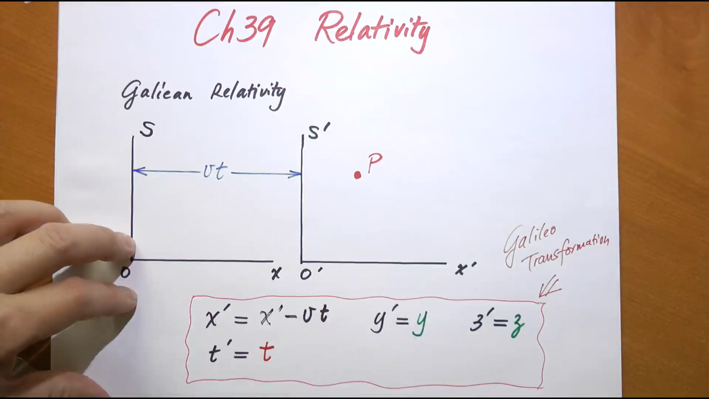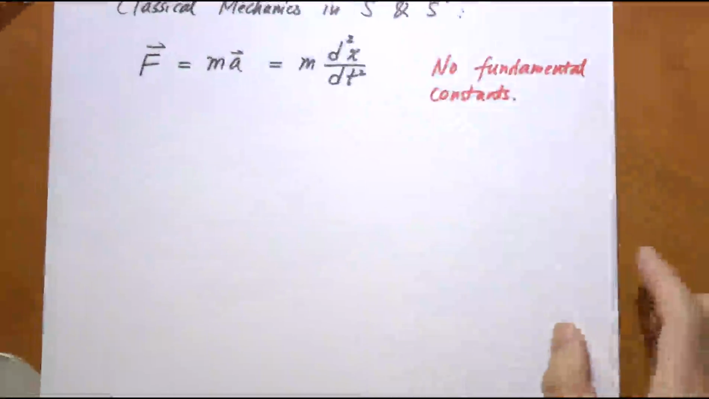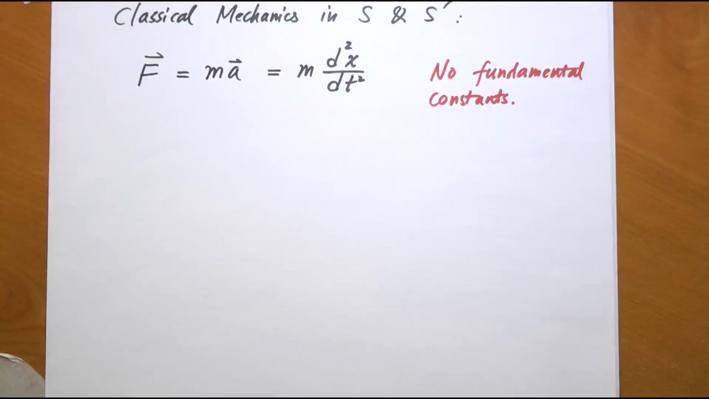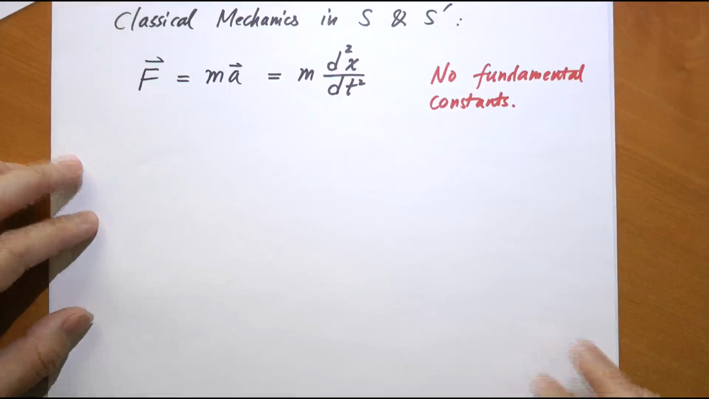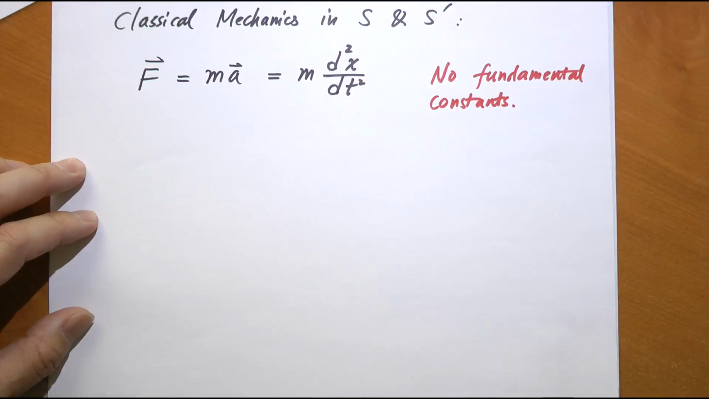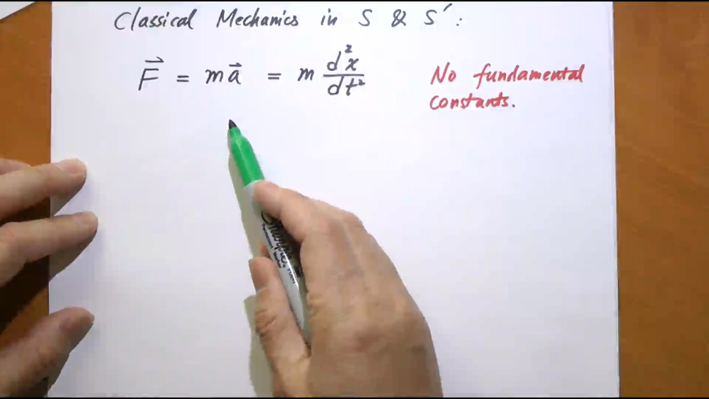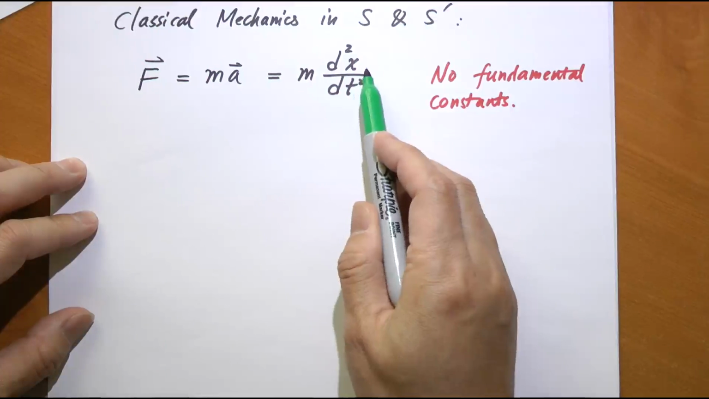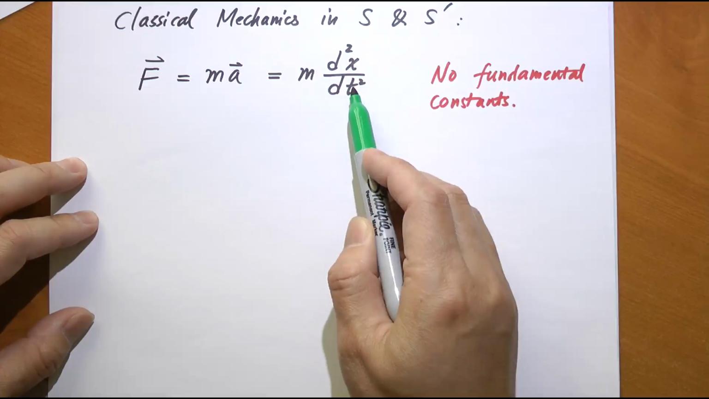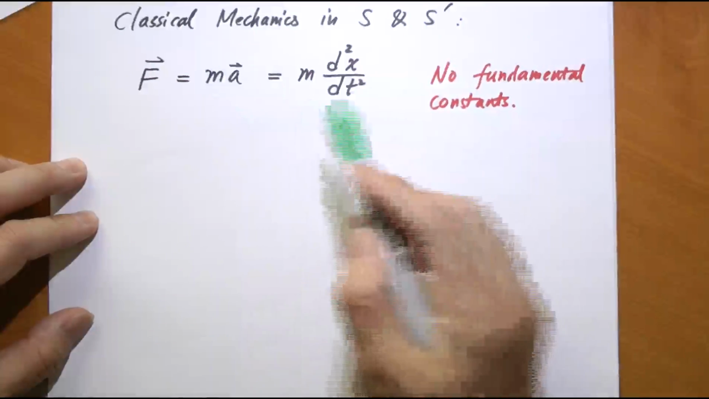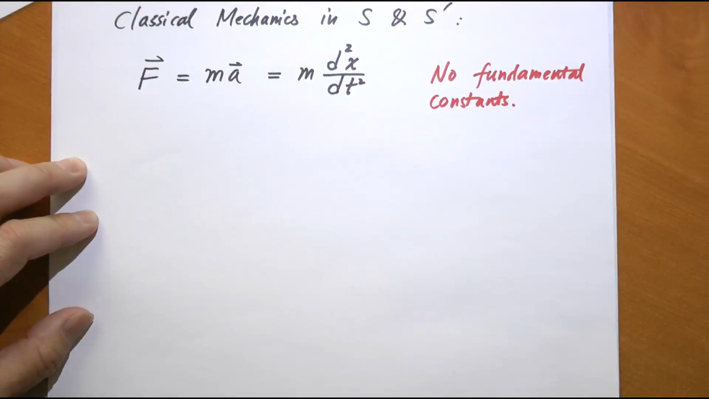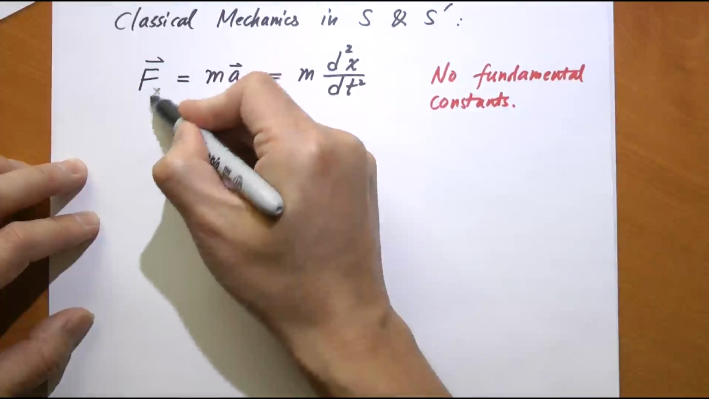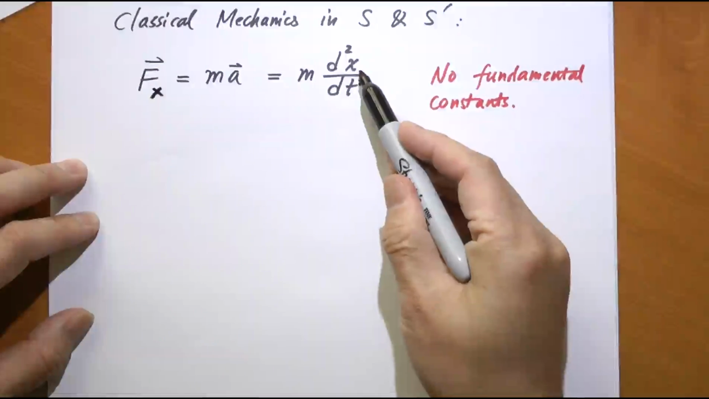And we can look at classical mechanics in these two frames, the S frame and the S prime frame. At the heart of classical mechanics is Newton's second law, which is F equals ma. I can write F equals ma as F equals m times the second derivative of the coordinate. Of course, you can also look at y and z, but this is only the x direction. The y and z directions are even easier because y and y prime are the same, z and z prime the same. So if you look at only the x direction, this is F of x, that's m times the second derivative of x.